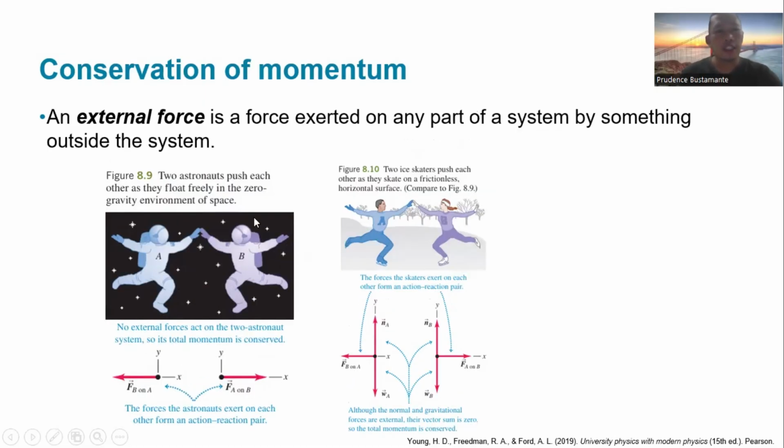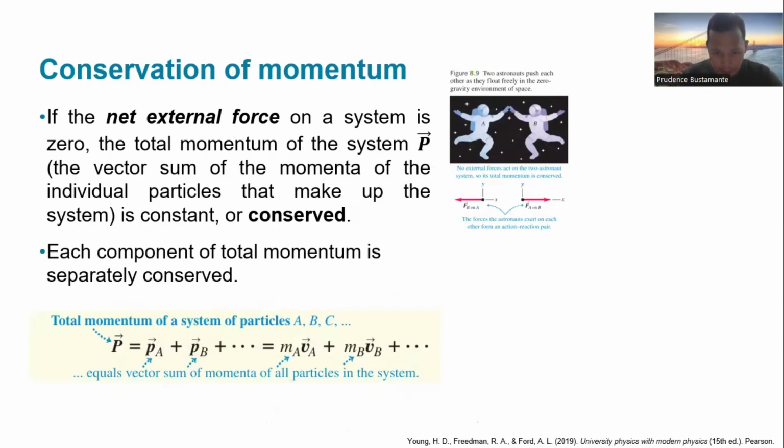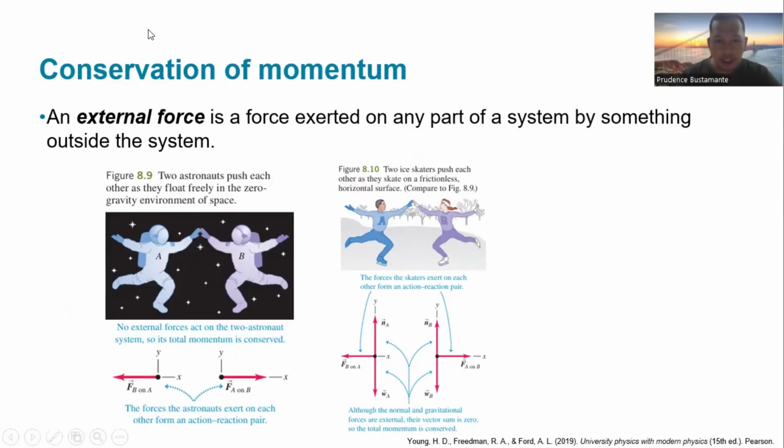Now, what are the external forces? An external force on a part of the system is a force exerted on any part of the system by something outside the system. Say for example, ice skaters push each other as they skate on a frictionless horizontal surface.